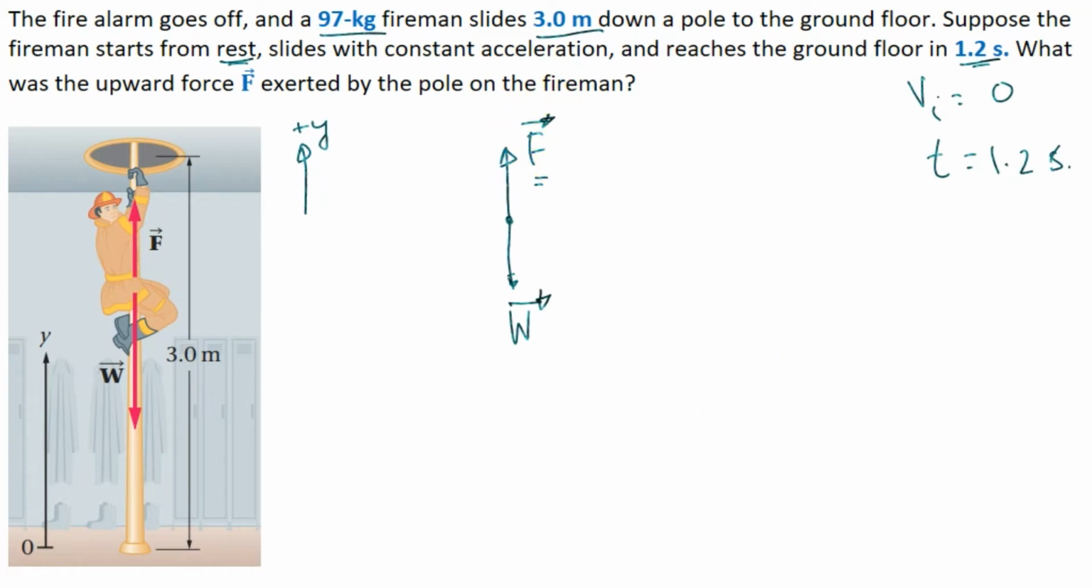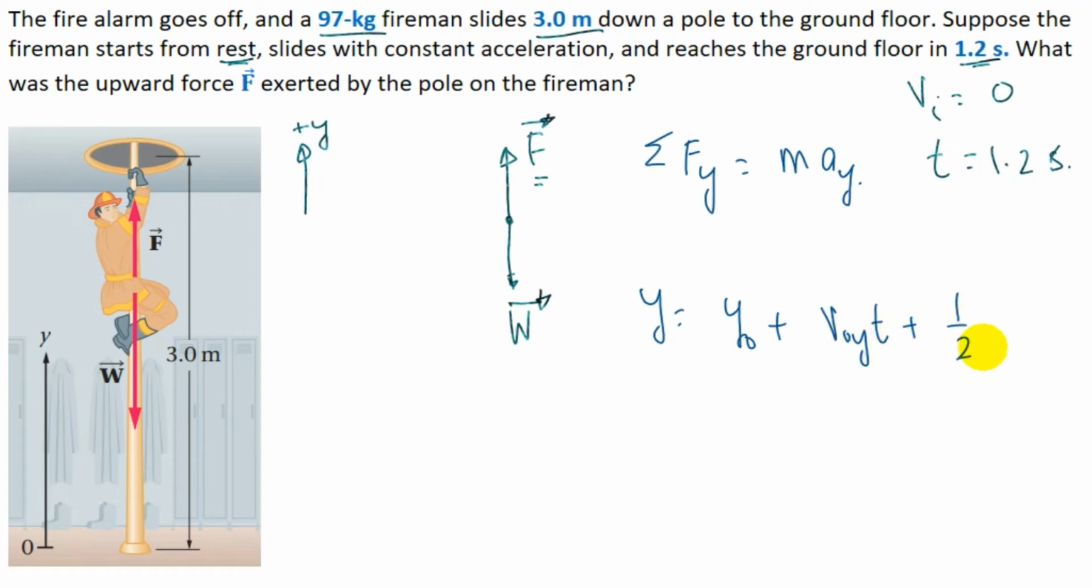Now we need to find this force F. For that we're going to use Newton's second law of motion, which says that the net force acting on an object is m times ay. We can equate these, but we don't have the value of ay, the acceleration. So we can find it by using the kinematic equations. If you use this equation, y equals y naught plus v naught y times t plus 1/2 ay t squared.